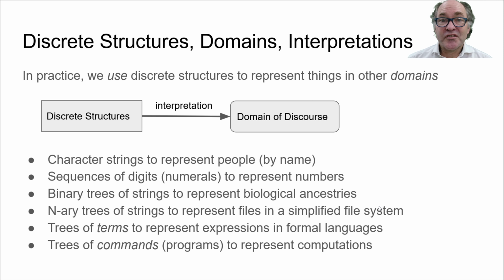We've already in this class used binary trees of strings to represent ancestry relationships between human beings. We've used unary trees to see how we can represent the organization of files in a file system on your computer. And we'll see as this class goes along that we can use trees of terms to represent expressions in mathematical and other formal languages, like different logical languages. We can even understand a computer program as a tree of commands.